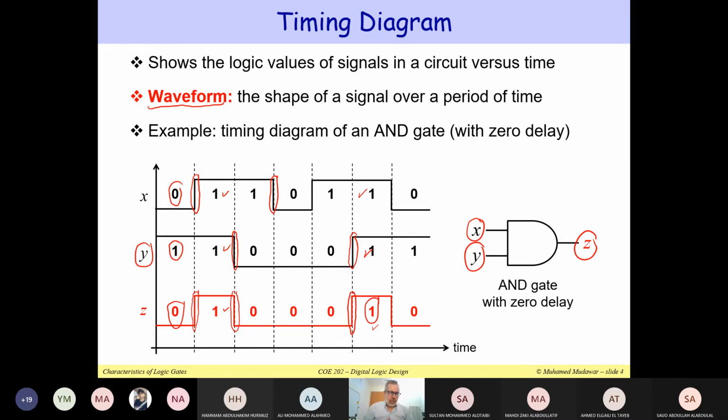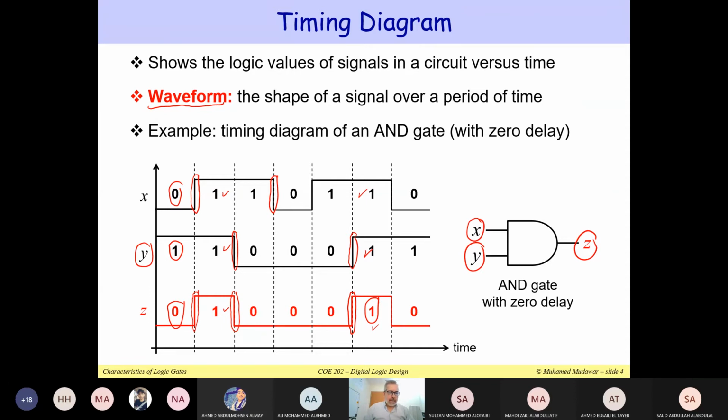In this example, I'm just showing an AND gate, just one AND gate. Okay. Do you have any question about this timing diagram? Doctor, this diagram is for the simulation of the circuit, right? Exactly, exactly. So we can use timing diagrams to simulate any circuit.